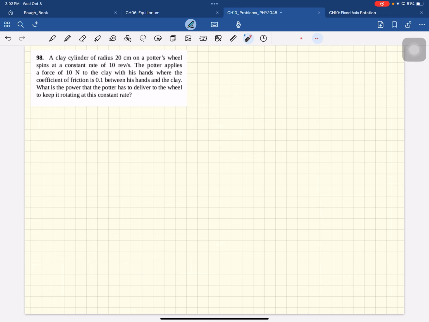Okay, so we'll do this one last problem. A clay cylinder of radius 20 centimeters on a potter's wheel spins at a constant rate of 10 revolutions per second. The potter applies a force of 10 newtons to the clay with his hands, where the coefficient of friction is 0.1 between his hands and the clay. What is the power that the potter has to deliver to the wheel to keep it rotating at this constant rate?